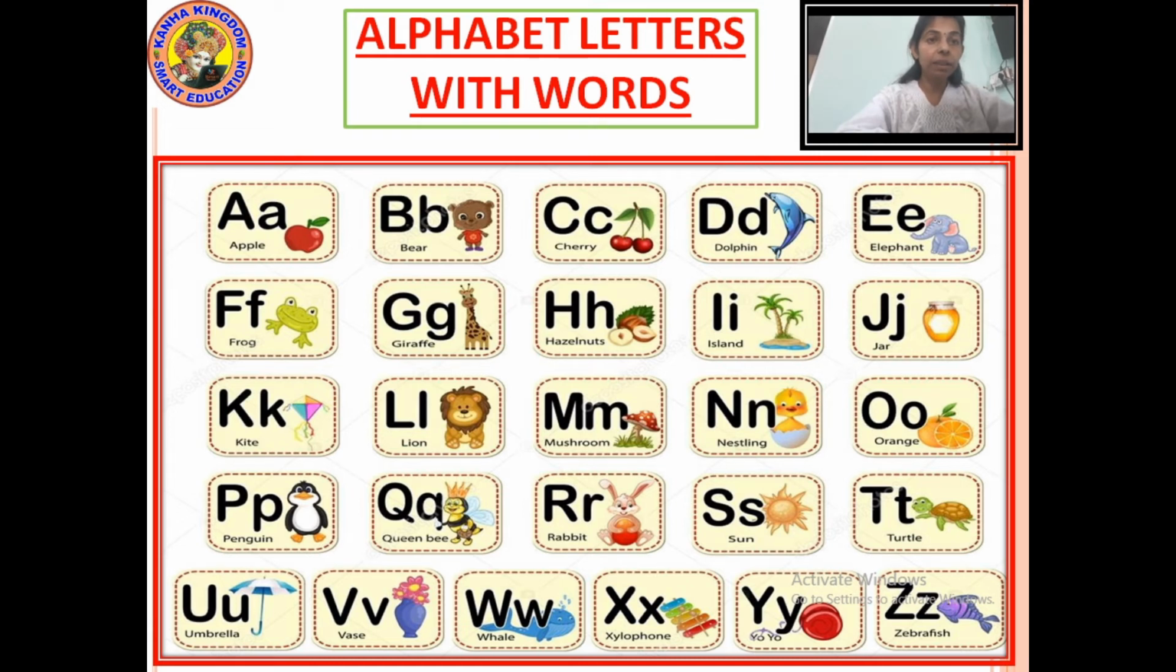Now what comes after X? Y. Y for yo-yo. You all like yo-yo? Yeah, I know. After Y, Z. Z for zebra fish. Very good. I hope you all understand all alphabet letters with word.